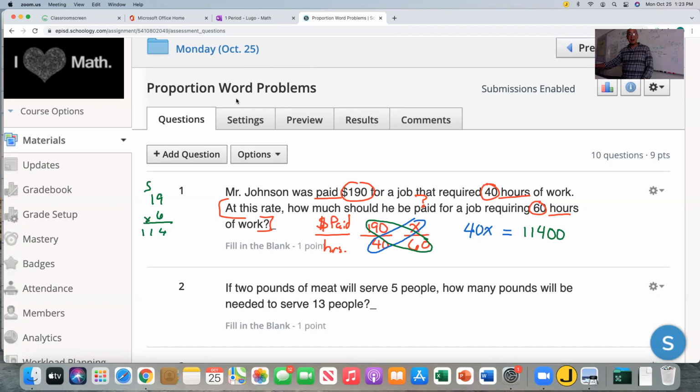Final step is to divide. We're going to divide both sides by the number next to the letter. So here's the letter. So I'm going to divide both sides by 40, because whatever I do to one side, I must do to the other. So x will equal whatever 11,400 is divided by 40.